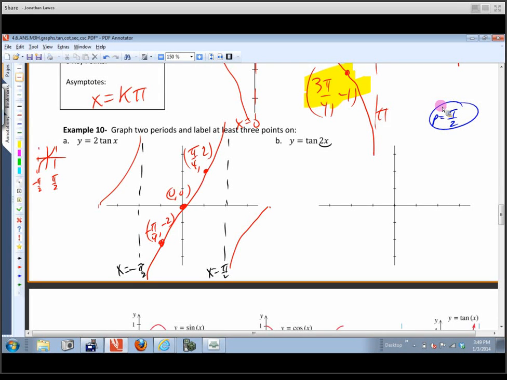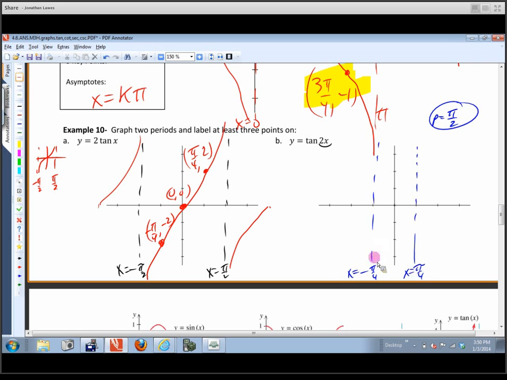So if we think about this, instead of having an asymptote right here at negative pi halves and positive pi halves, we haven't slid this left, right, up, or down. So it's only going to go half that far this way and half that far to the right. Half of pi halves is pi fourths. So it's going to have an asymptote at pi fourths and an asymptote at negative pi fourths. So I'll write x equals on both of those.